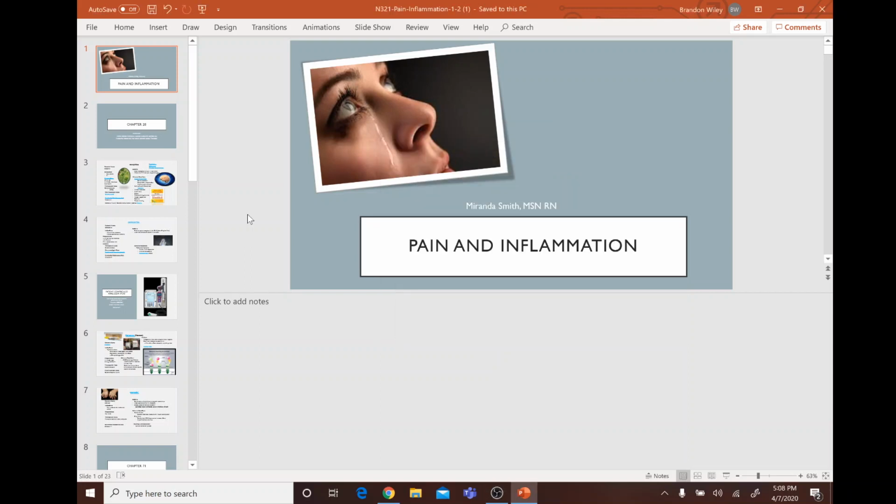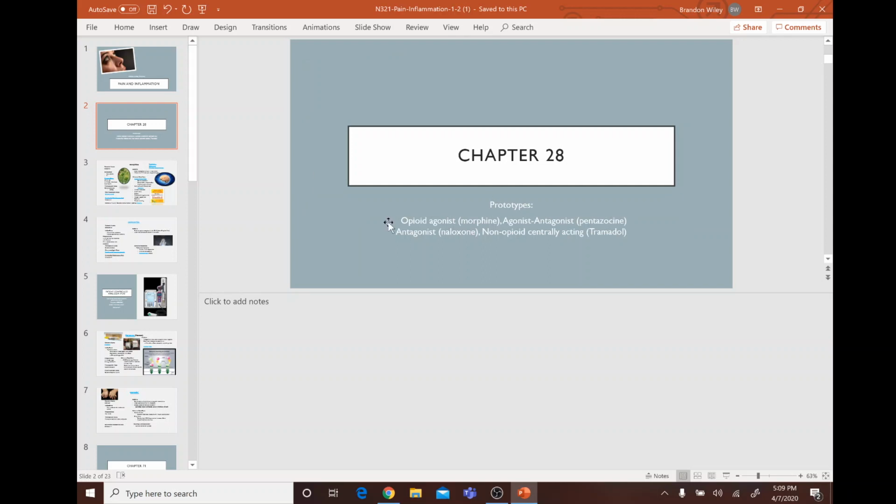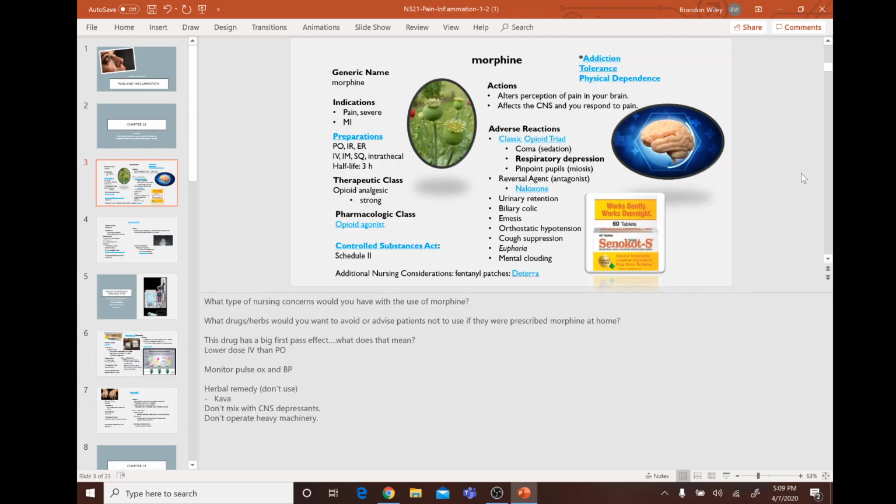All right, now we're going to talk about pain and inflammation for pharmacology. We're going to start off with opioids. So the opioid antagonist is what? The opioid agonist is morphine. The antagonist is pentazocine. The antagonist is naloxone. The non-opioid essentially antagonist is tramadol. No idea what that means, but oh well.